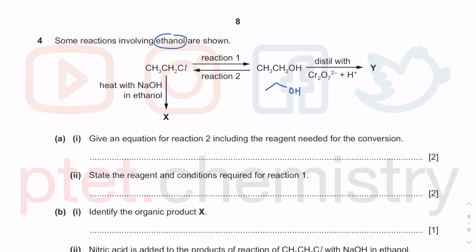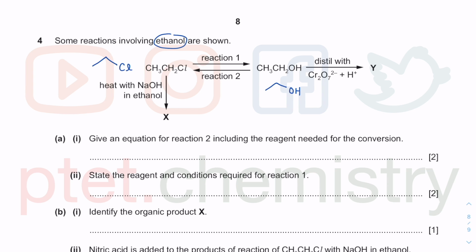Carbon forms 4 bonds, so there's CH3 there. Carbon forms 4 bonds, 1 and 2, so there are 2 hydrogens there. We always show hydrogen bonded to oxygen or nitrogen. It's only the hydrogen bonded to carbon that doesn't appear in the skeletal formula. CH3CH2Cl, so again, carbon forms 4 bonds, there are 3 hydrogens there. Carbon forms 4 bonds, 1 and 2, so there are 2 hydrogens there.